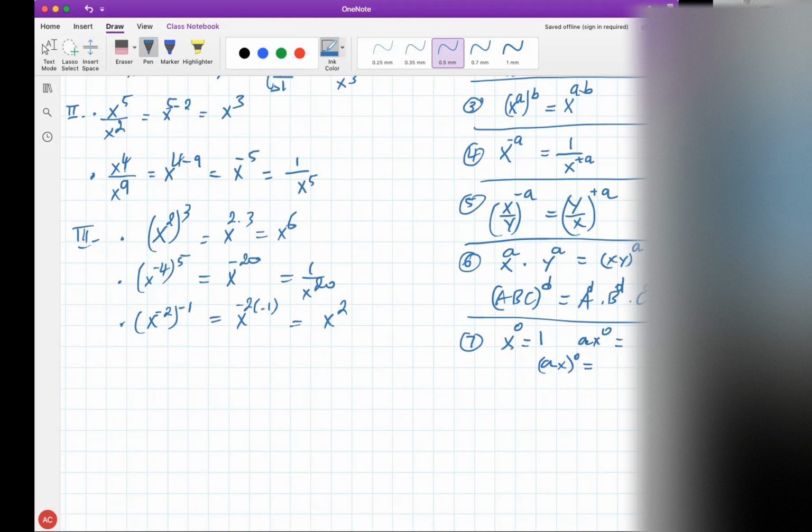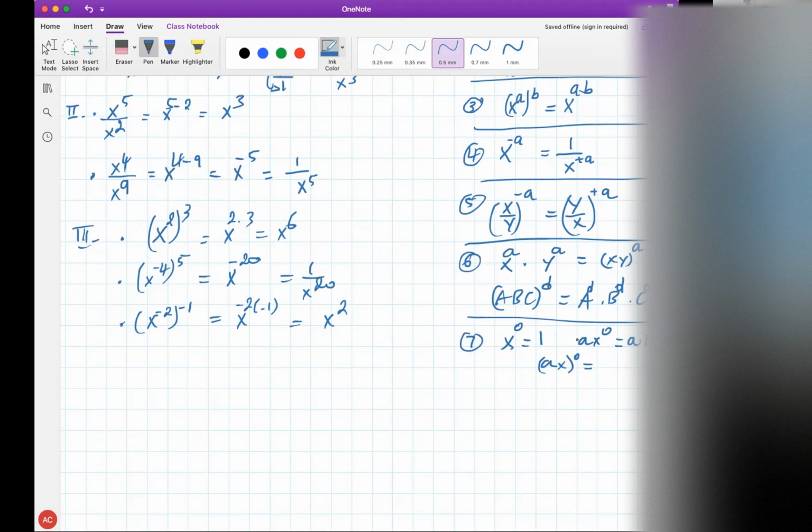So a times x to the power 0, here a and x together to the power 0. What is this equal to? For the first a, a multiplied by 1. A, that's right. So it's a times 1. That's right. A times 1, which is basically a.